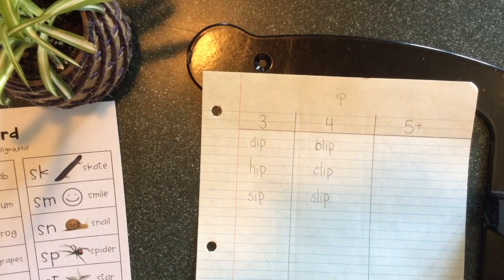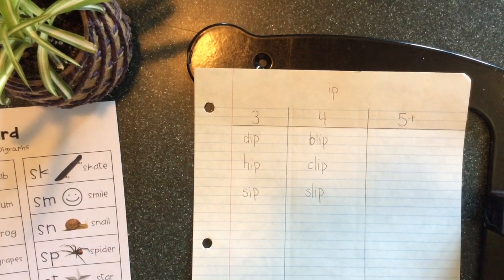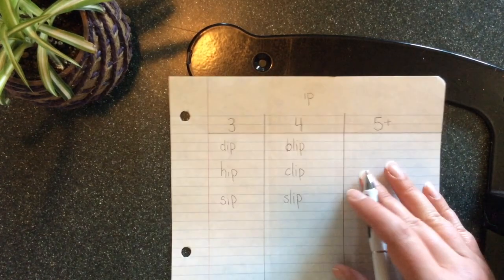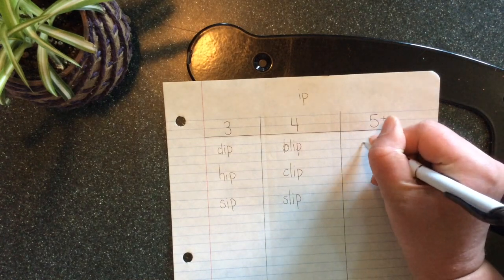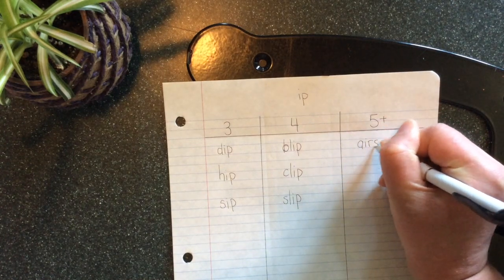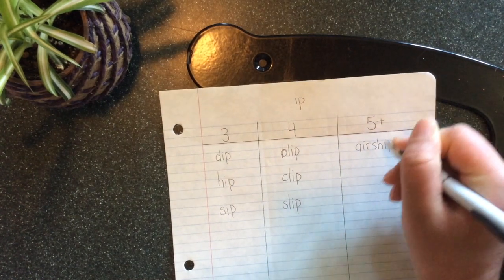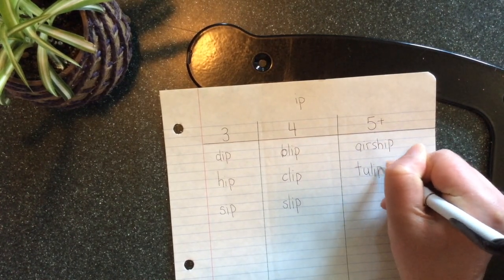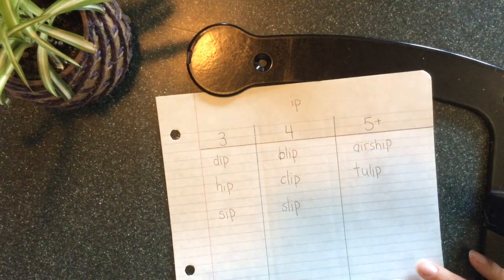The last one is the 5+ letters. There is no soundboard for this. This is completely up to the kids to find. So they need to go around to open up books or just think of words that they know that have that IP sound in it. So they might decide that the word airship is a good one. And so they'll add that. Or they look outside and they see that there's a tulip out there. And so they decide to add that word as well.